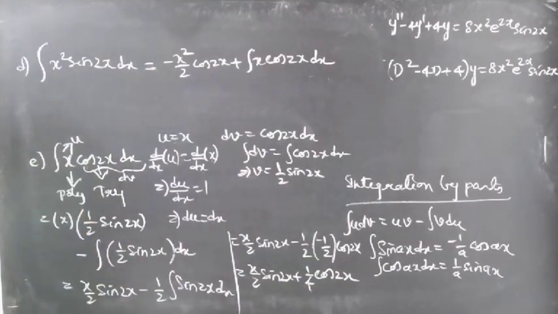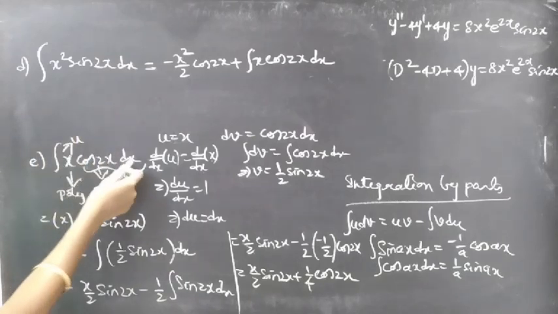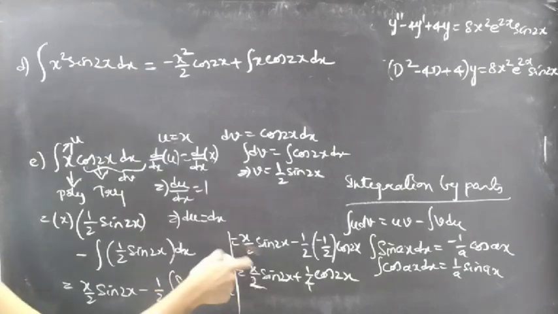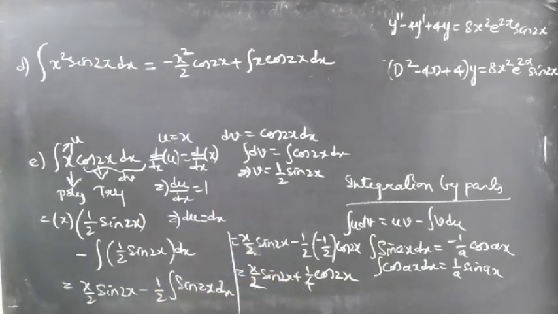Therefore, integral x cos 2x dx equals x by 2 sine 2x plus 1 by 4 cos 2x.